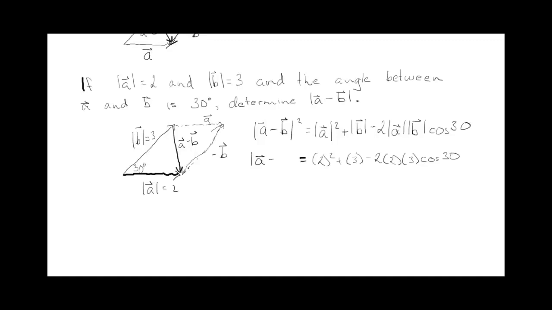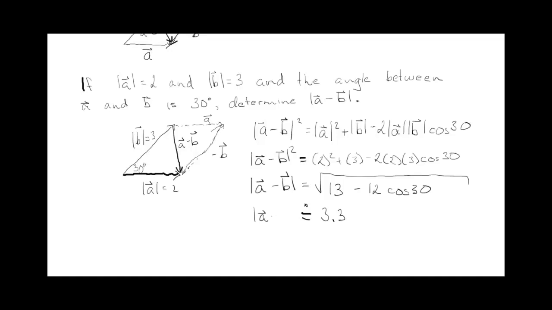That's equal to the magnitude of a minus b squared. So the magnitude of a minus b is equal to the square root of, if you square this, you're going to get 13 minus 12 cosine of 30, which works out to approximately 3.3. So the magnitude of a minus b is equal to approximately 3.3.